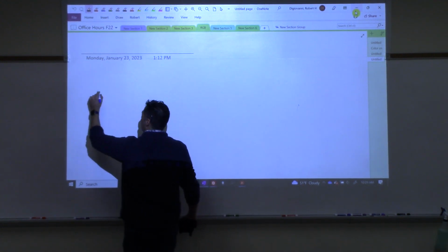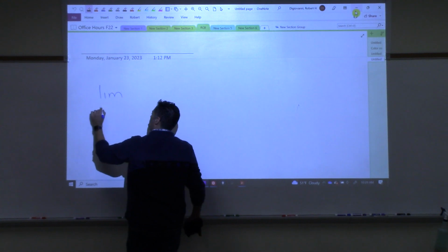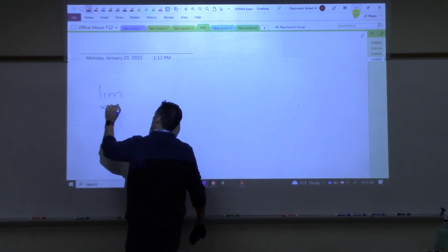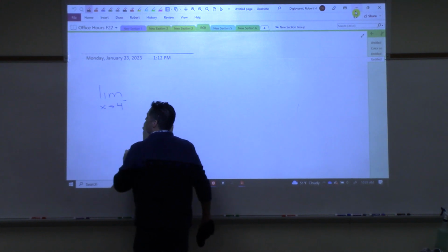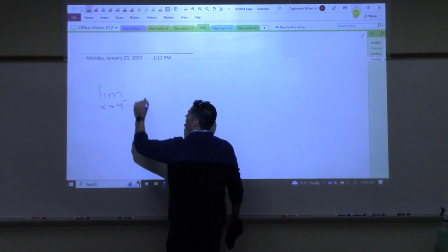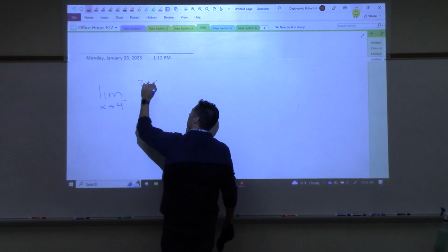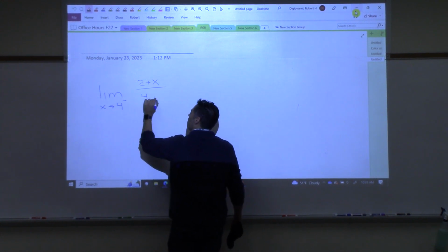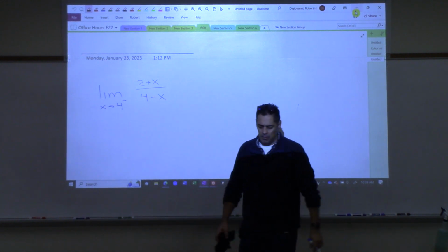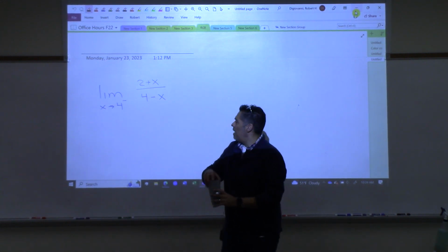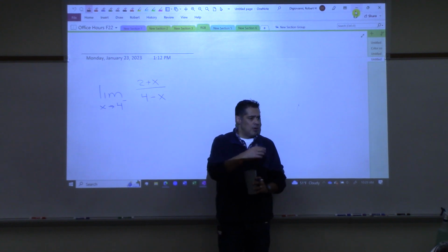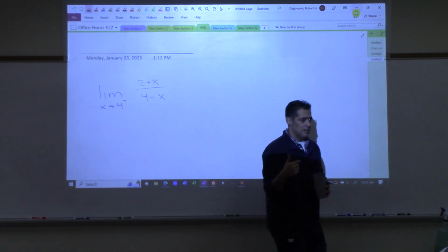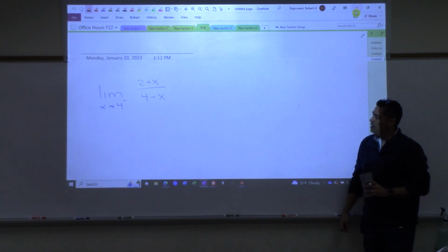This is our first example with this. Limit. Let x approach 4 from the left of (2 plus x) over (4 minus x). Now, I've given you a one-sided limit. What do I mean by one-sided limit? I'm only asking you to come in from one side, right? All right, let's check to see.